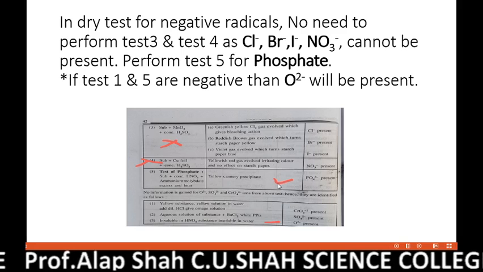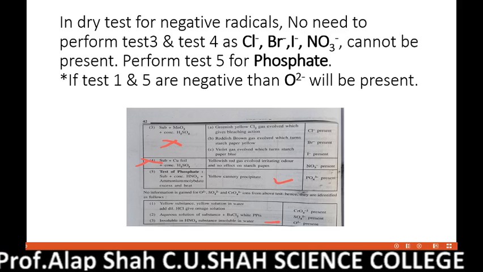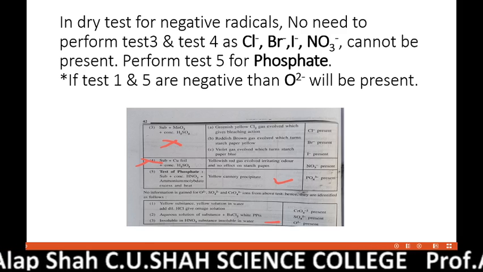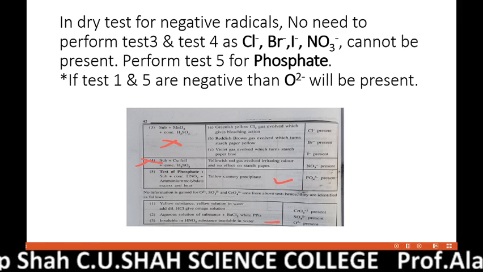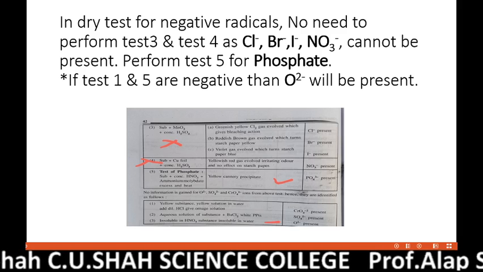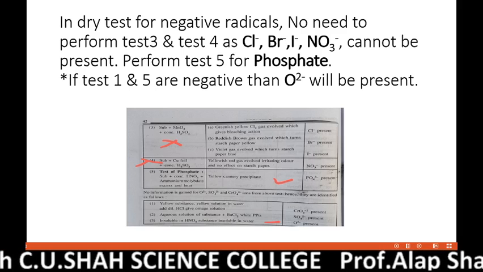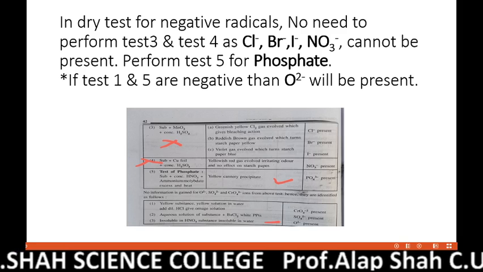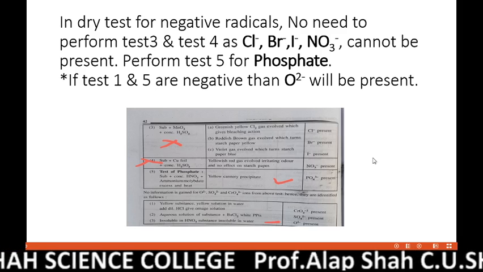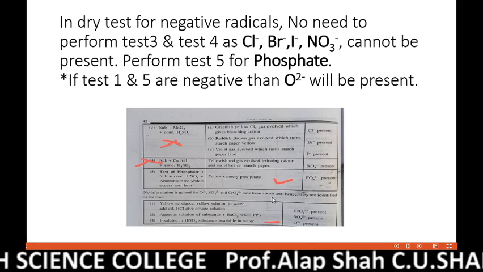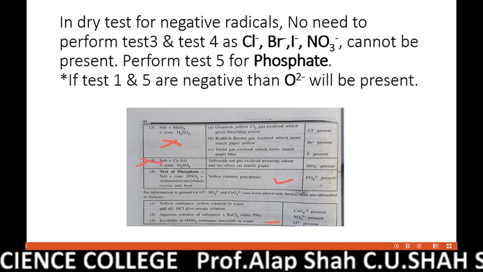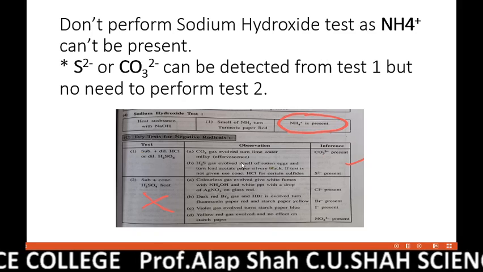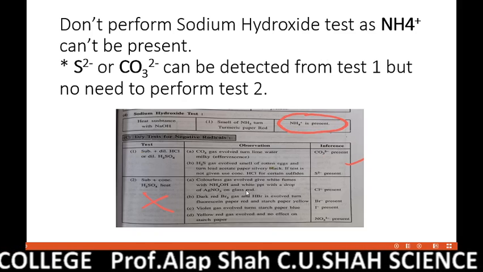If solution turns yellow, that may be because of the presence of HNO3. So solution yellow, that is not indicating presence of phosphate. You should get yellow precipitate, then only phosphate will be present. And suppose if you don't get carbonate or sulfide or phosphate, then the fourth one, that is oxide. So you should consider that in that case negative ion would be oxide. So in a nutshell, there are 5 tests for the negative radical for water insoluble compound.